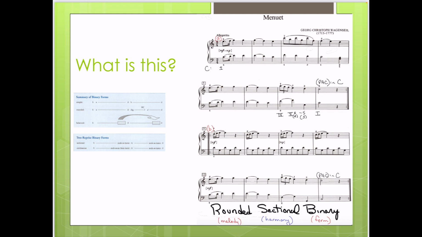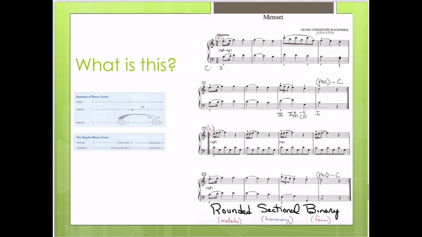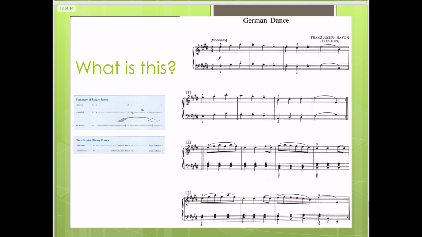So this is a gray area. You could argue either way to me on your exam if you should encounter this, and I would take that into consideration, but you have to explain why you called it rounded sectional binary or why you called it balanced sectional binary. If you make your argument and it makes sense, then I'll take it. All right, one more.